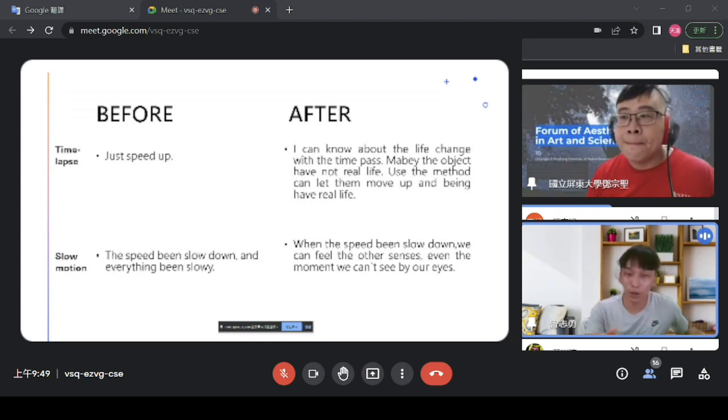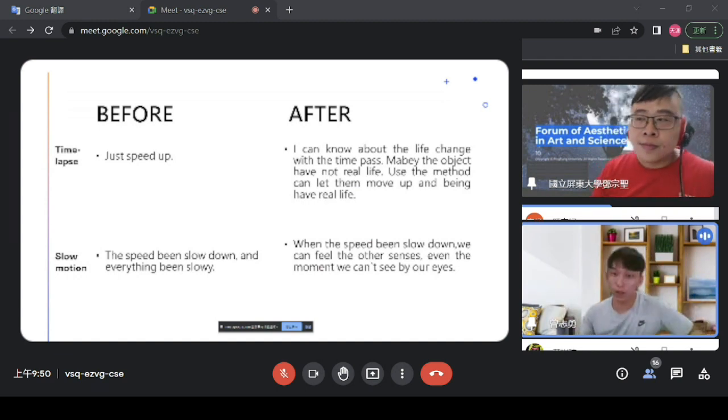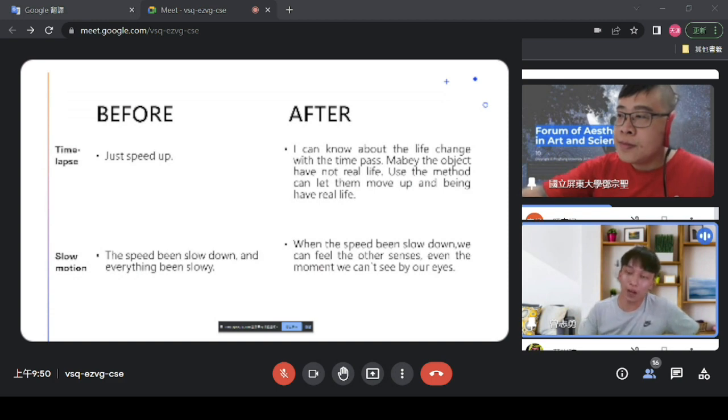have a real life. In slow motion, before, I just thought the speed was slowed down and everything was slow. But after, when the speed slows down, we can feel other senses, like touch or smell, right? In that moment, we can see what our eyes cannot. Maybe it's too fast, the bottle is broken, or the punch is too fast. Okay, this is a comparison.